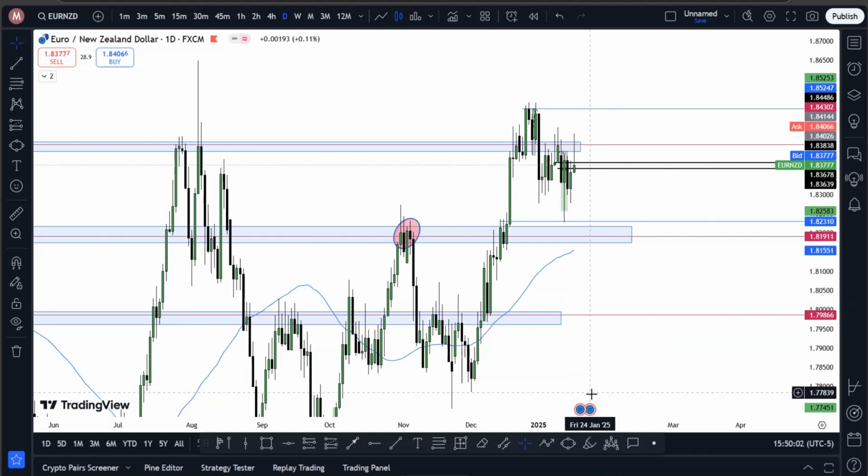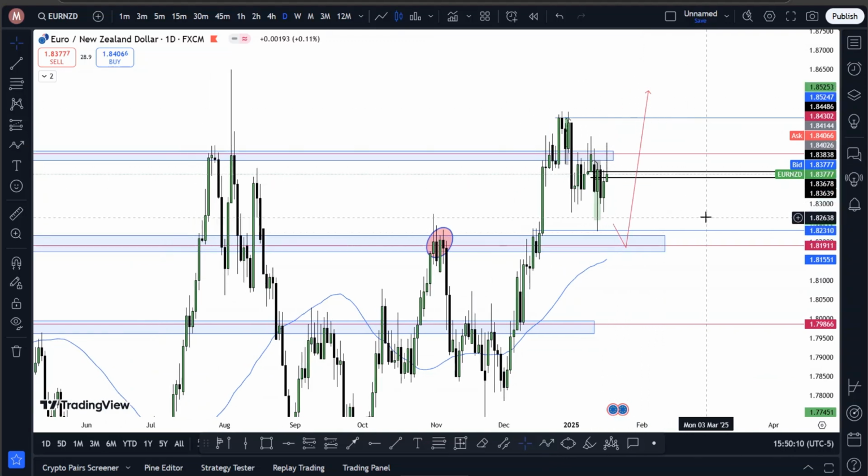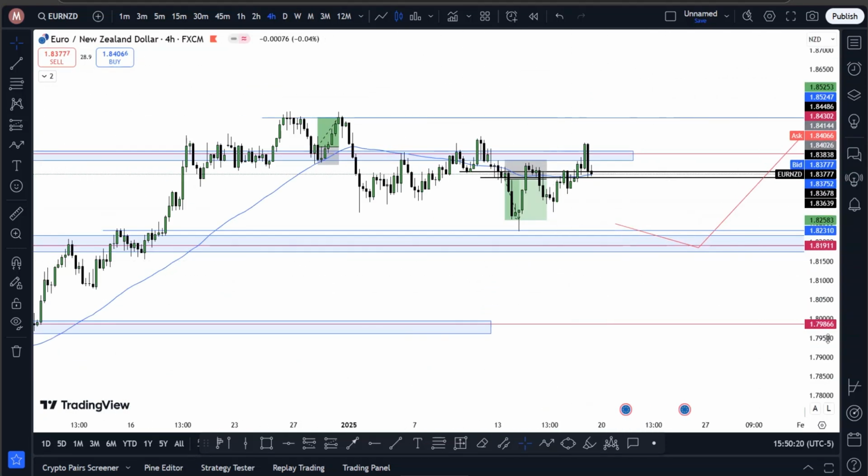So this is what I was expecting, a deeper level of rejection, something like this, okay? And then a push up. Because the trend is bullish, the main trade would be a bullish trade, okay? So the long trade. So let's get into this trade to see what's happening.